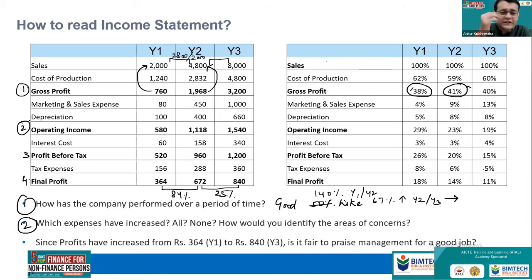Then I called upon the production guy. He also said, sir, 1240 is nothing, and it has just become 4800. The sales have also gone up four times. Now what's the big deal? 12 fours are 48. The expenses have also gone up four times. I thought, this also is true.